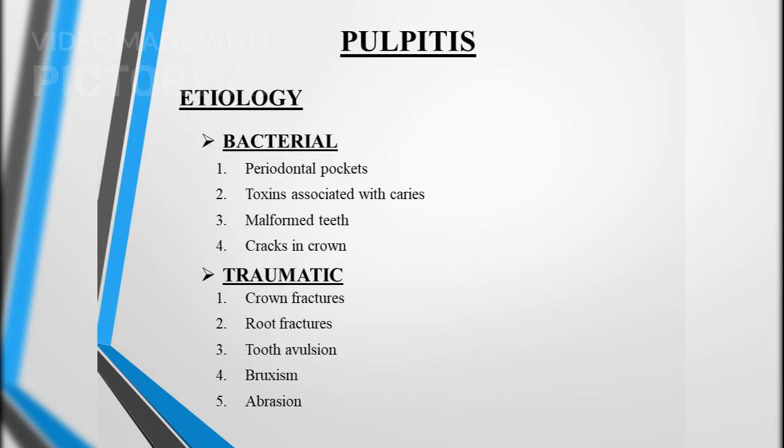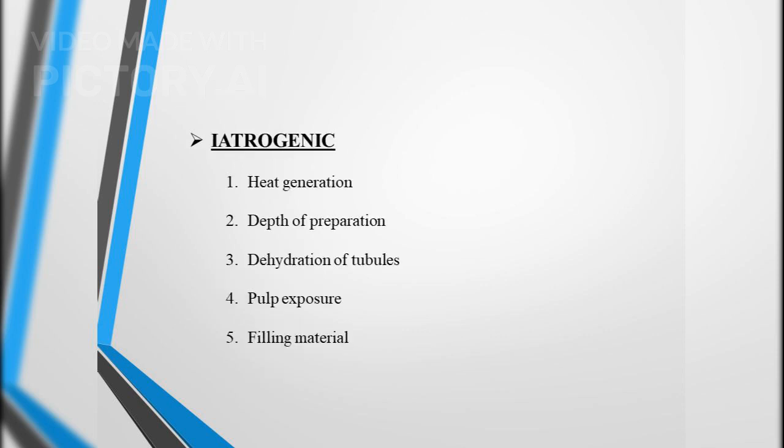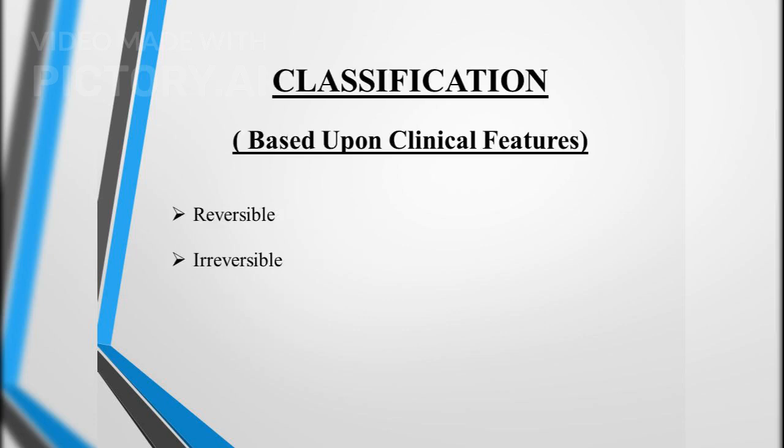Pulpitis can be caused by bacterial factors like periodontal pockets and caries, or traumatic factors such as crown fractures and bruxism. Iatrogenic factors, including heat generation and pulp exposure during dental procedures, can also lead to pulpitis. Pulpitis is classified into reversible and irreversible types, each with distinct clinical features and treatment approaches.